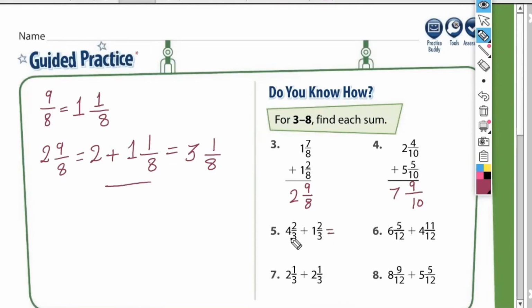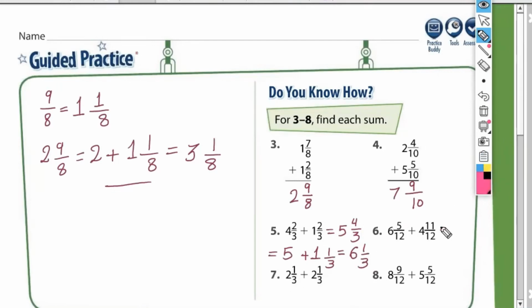Here, I will add the fraction part first. 2 out of 3 plus 2 out of 3, 4 out of 3. 4 plus 1 equals 5. Now we have here improper fraction. I will convert it into mixed number. At first, keep 5 as it is, plus 4 out of 3. Ask yourself, how many 3's in 4? Only 1. I will write 1, and here 1 out of 3. Equals 5 plus 1 equals 6 and 1 out of 3.